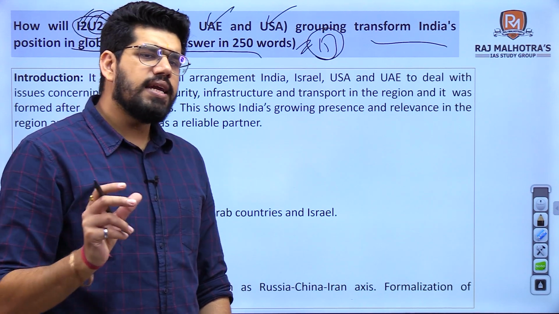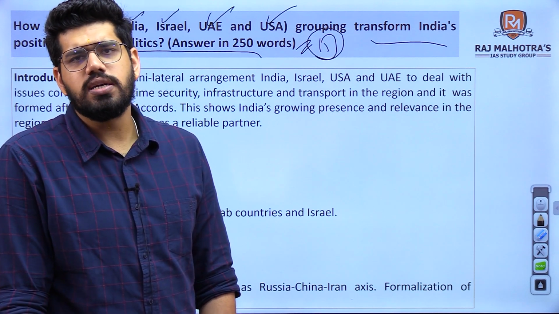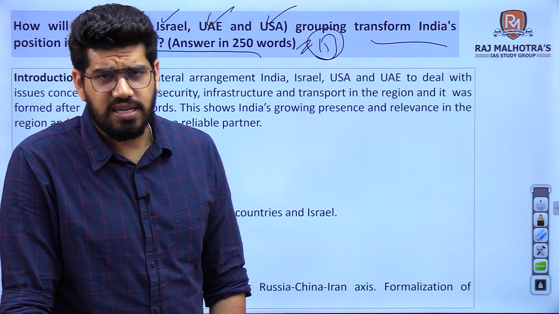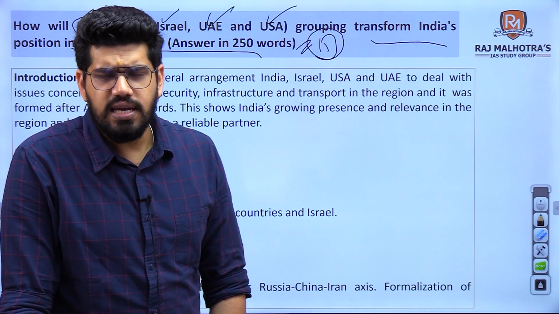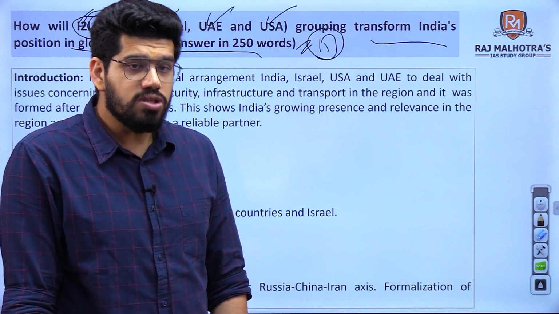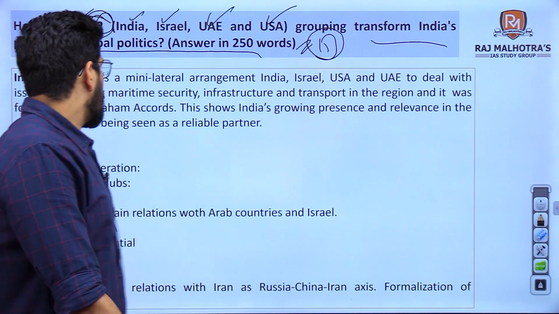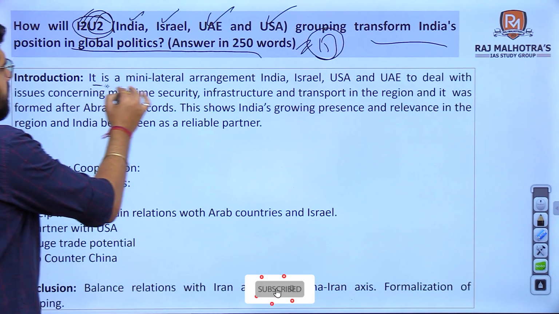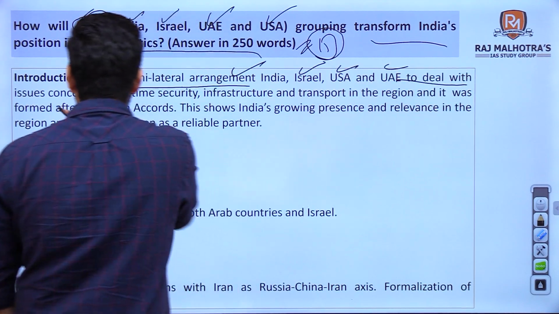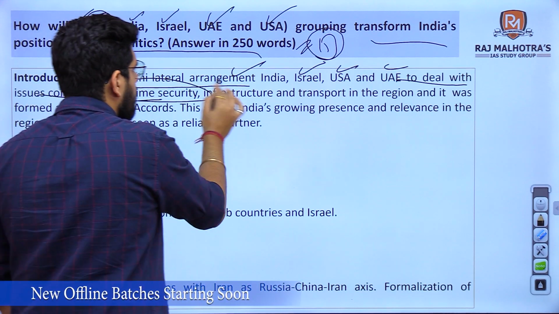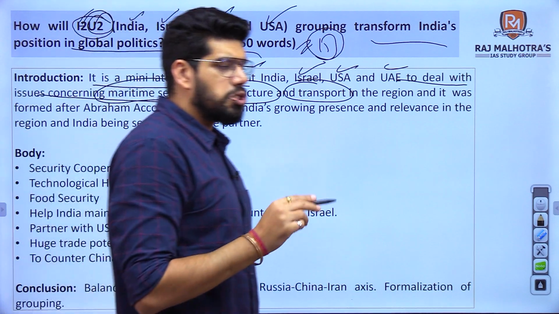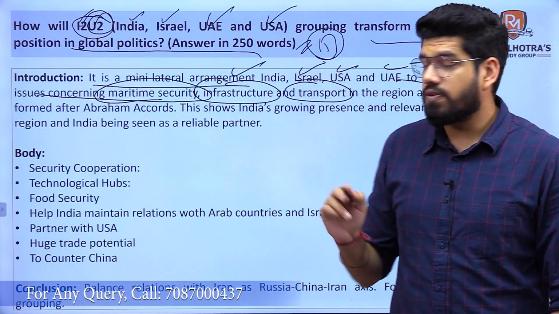तो ये जो है ना, ये टॉपिक क्यों पूछा गया, क्योंकि वेस्ट एशिया की ज्योग्राफी में, वेस्ट एशिया की पॉलिसी में इंडिया का बड़ा इंपॉर्टेंट रोल रह रहा है आज के टाइम पे. इंडिया इजराइल की जो नजदीकियां हैं, the proximity between India and Israel, that is continuously on the rise. So because of that this question was asked. So now it is a minilateral arrangement, India, Israel, USA and UAE, to deal with the issues concerning maritime security, infrastructure and transport, right. So these are the issues that were raised by the I2U2 when it was formed.